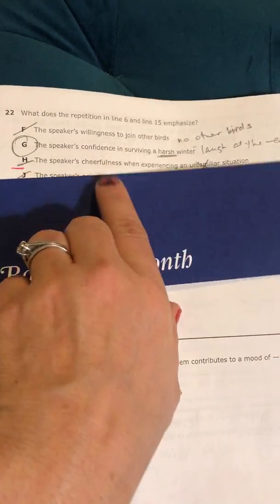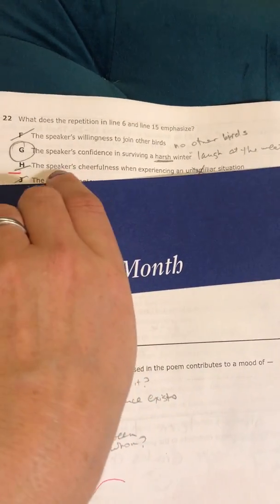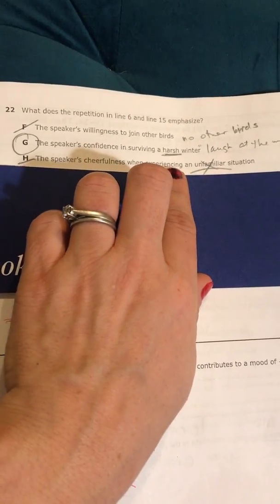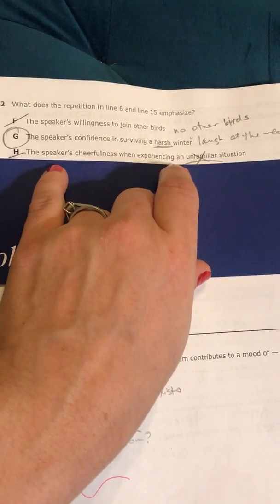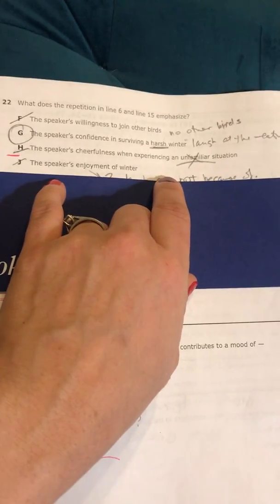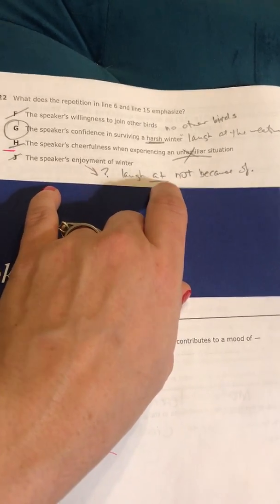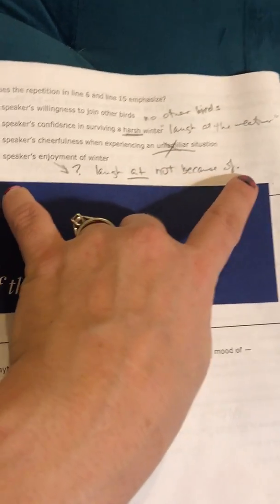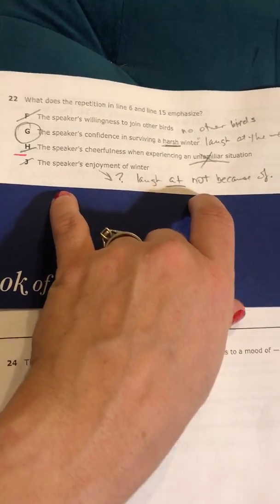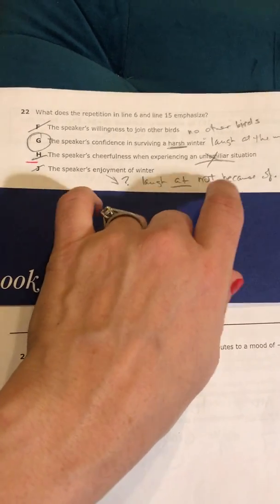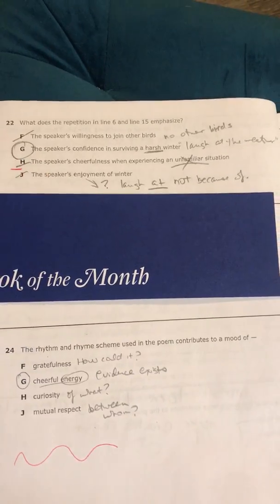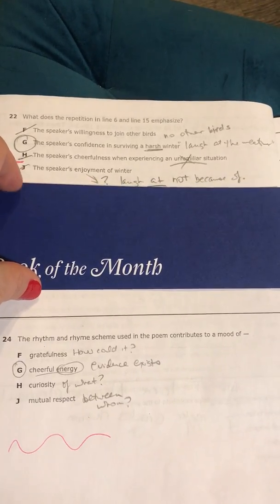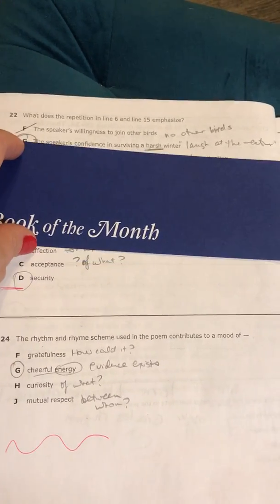Now, the speaker is cheerful, so part of this answer choice is correct, but part of it is incorrect. Please don't get tricked by answer choices that are only partially correct. Choice J, the speaker's enjoyment of winter. They're laughing at the weather, but not because they enjoy the cold. If we read the whole poem, we know it's not an enjoyable thing. They have to do a lot to survive it. Laughing at the weather isn't really showing enjoyment. It's just that they feel like they can handle it.